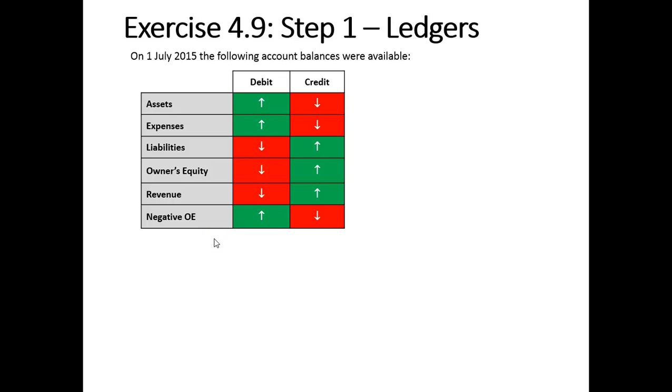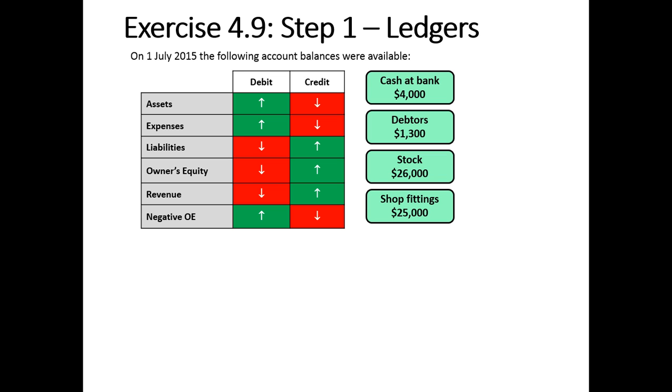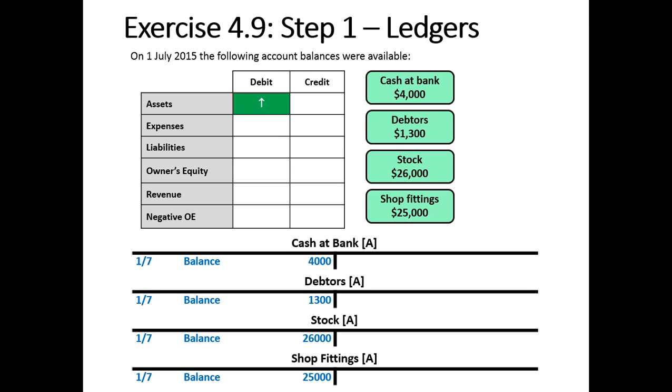So to begin 4.9, we're going to enter the transactions in the ledgers. On the 1st of July, we were given the following account balances. 4 assets: cash at bank, debtors, stock and shop fittings. Assets all have debit balances. They go up on the debit side. So we'll enter those on the 1st of July and write the word balance.